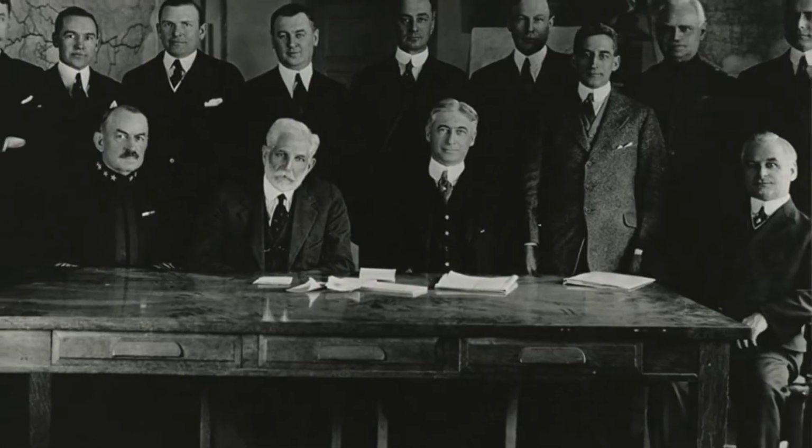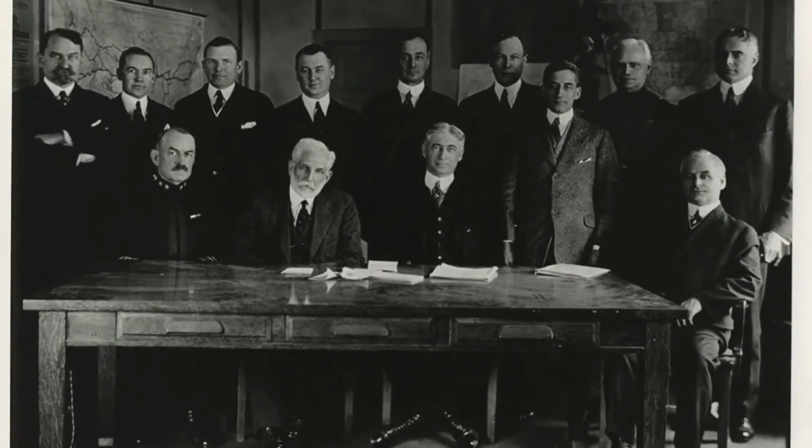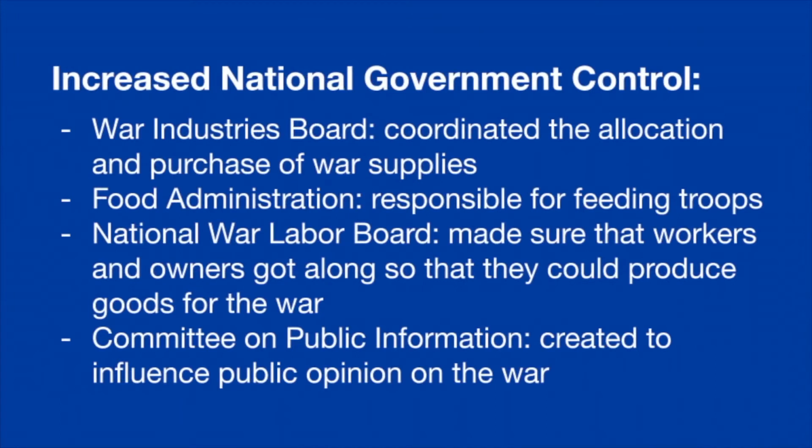The federal government would exert more control during the war, and 4 new agencies were created. First, the War Industries Board coordinated the allocation and purchase of war supplies. Second, the Food Administration was in charge of giving the troops enough food. Third, the National War Labor Board dealt with labor, making sure that workers and owners got along so that they could produce goods for the war. Fourth, the Committee on Public Information was created to influence public opinion on the war. Yeah, I know, sounds pretty Orwellian, doesn't it?